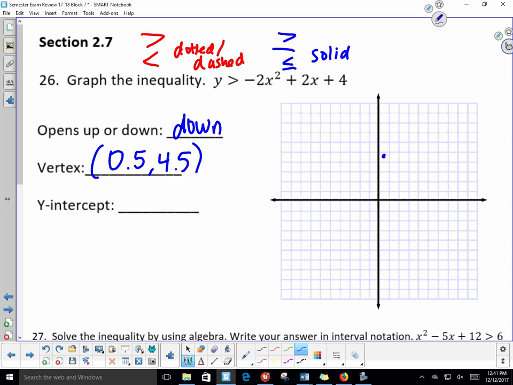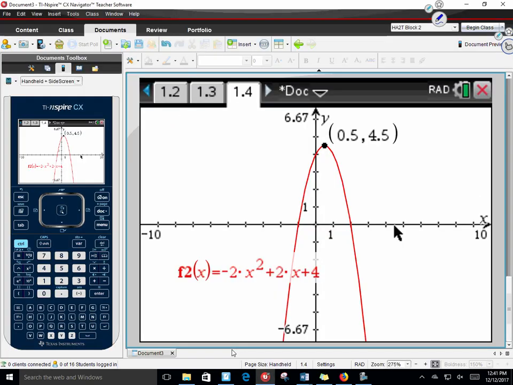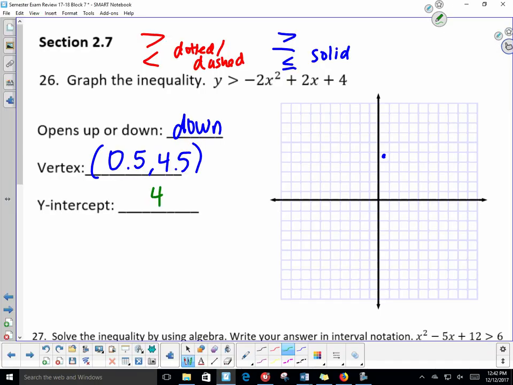Johnny, how am I going to find my y-intercept, or what is my y-intercept? 4. How do you know that? It's the c value, correct? Or it's the point 0, comma something, and we can see it crosses at 4. So your y-intercept is 4. So you can write it just as 4 or as the ordered pair.